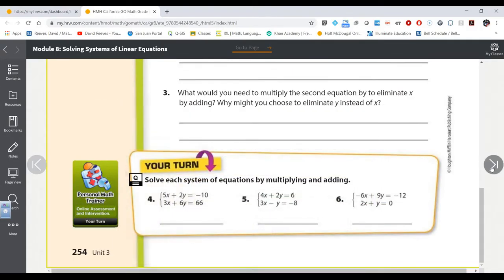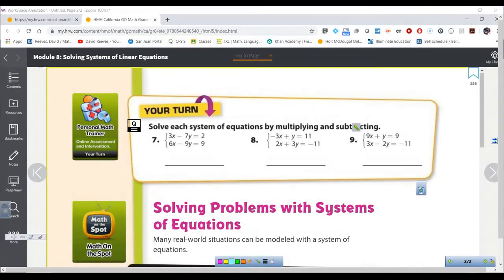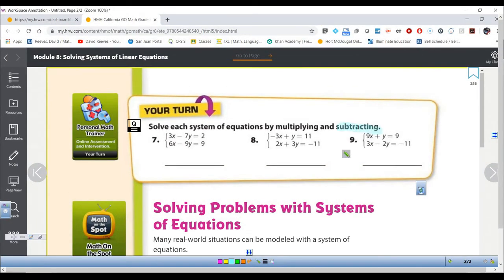All right, so now if we go over a couple pages, this is where I was before. This one says to do it by multiplication and subtraction, right? So with subtraction, remember we want the terms not to be opposites. We want them to be the same, right? So again, 3x and 6x are not the same. Negative 7y and negative 9y are not the same.